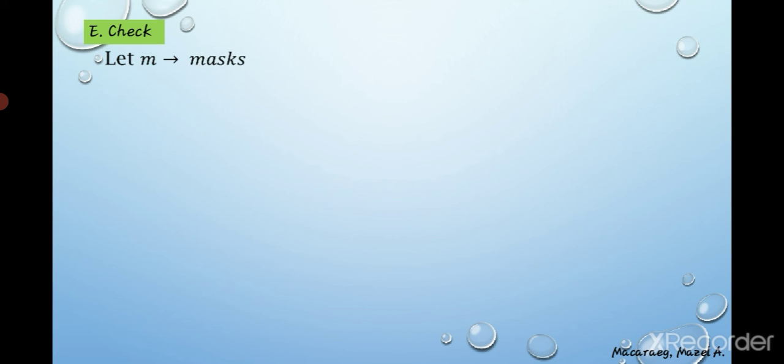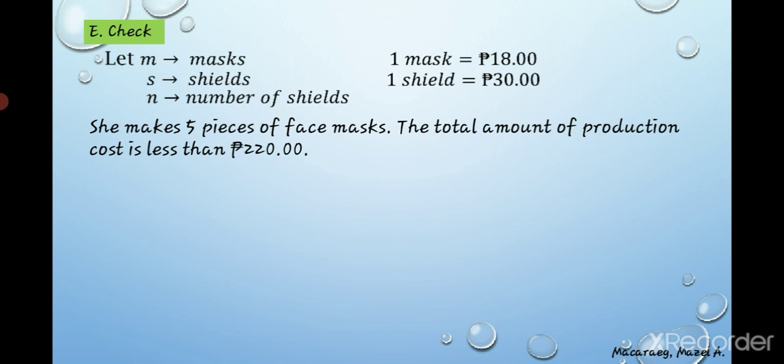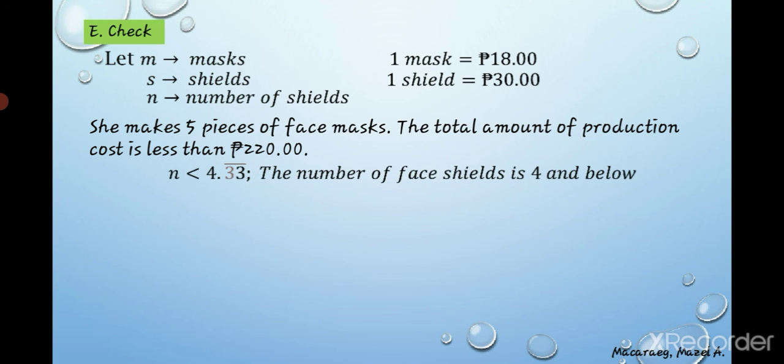Let us recall M stands for mask, S stands for shields. One mask is 18 pesos. One shield is 30 pesos. n stands for the number of shields. She makes 5 pieces of face mask. The total amount of production cost is less than 220 pesos. So we have solved earlier that the number of face shields is 4 and below. So we should have now the inequality 5M plus nS is less than 220.